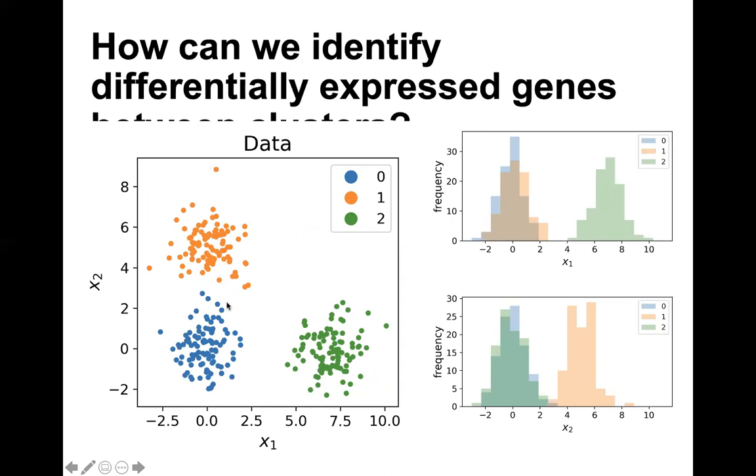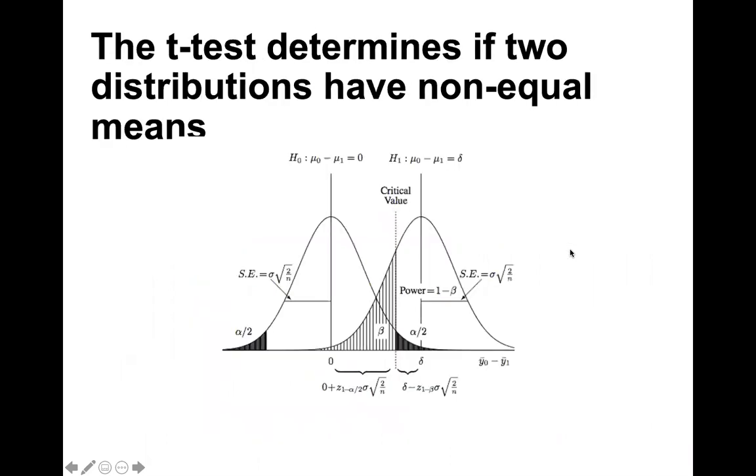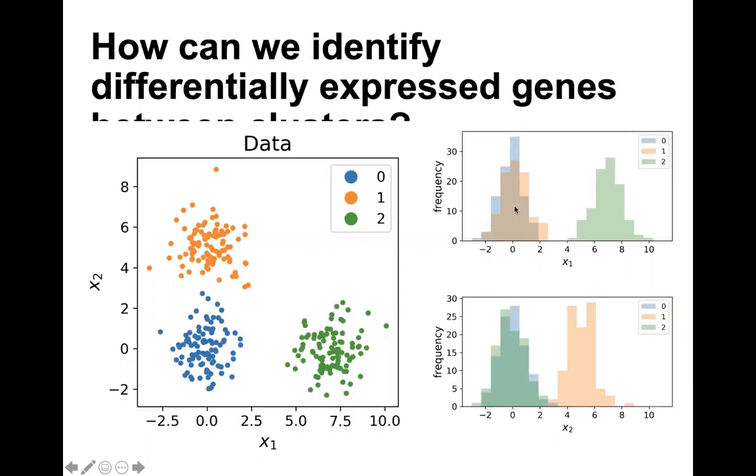Let's say we have a data set that's partitioned into clusters. We can start looking at histograms of the variables, right? So this is x1, this is the x dimension here, and this is x2, so we're looking at the y-axis. This histogram shows that x1 has much higher values in that cluster versus the other two. And here, cluster 1 has much higher values for dimension 2 than the other ones.